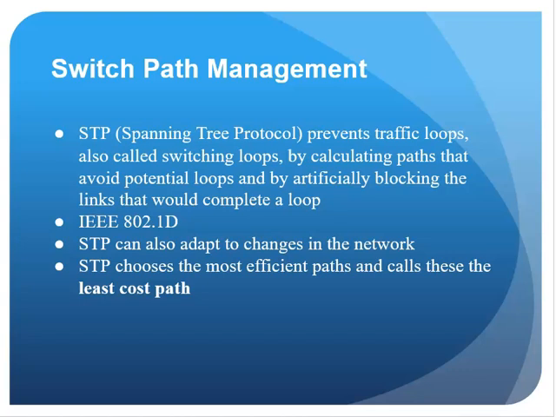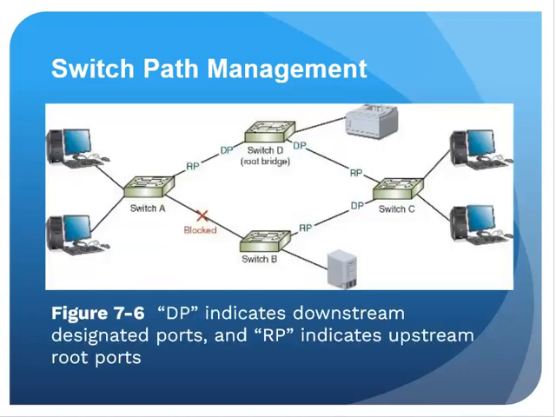Spanning Tree Protocol was the IEEE 802.1d standard that would prevent these loops in the network, but allow things to adjust if needed. So it would artificially block the backup path, but if the main path broke, then this one can open up and let traffic through. So STP can adapt to changes in our network and actually prevent these loops, but also allow traffic through in case a failure occurs.